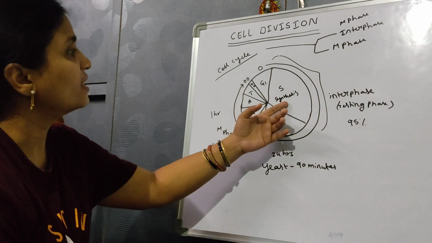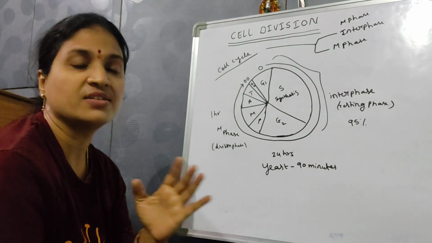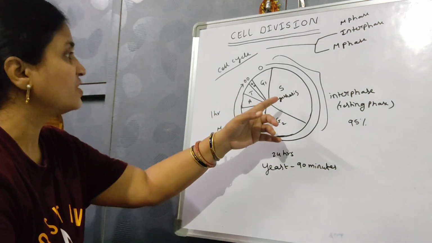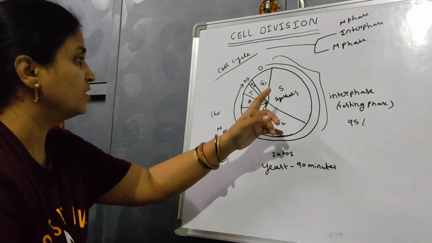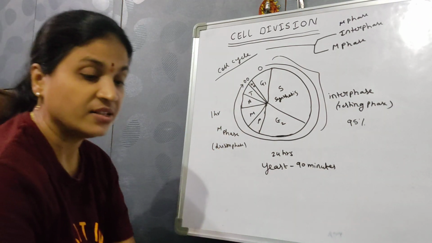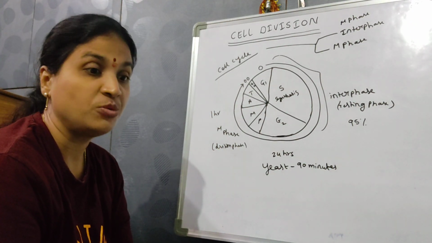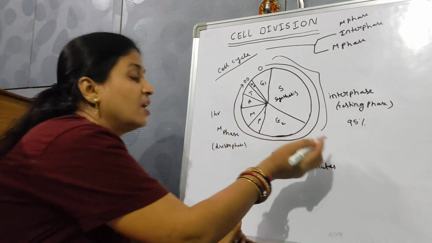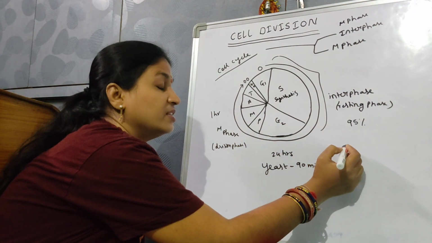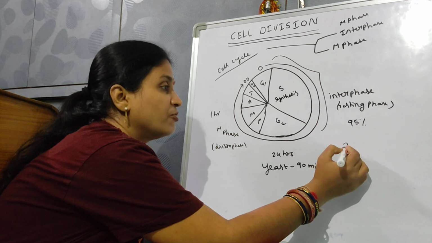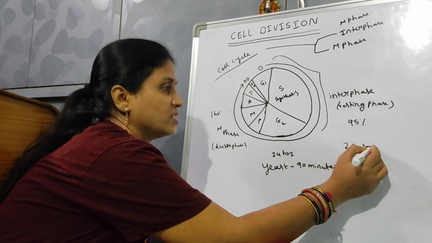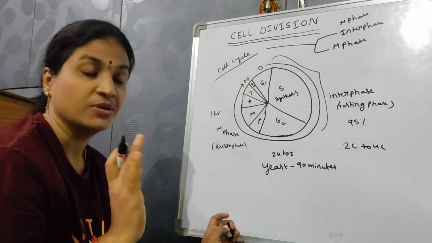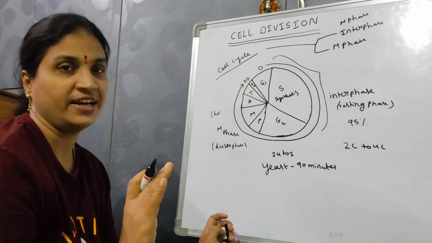Then coming to S phase. S phase is the synthesis phase. This S phase is in between G1 and G2. In this S phase, the DNA replication takes place. The duplication of the DNA is going to take place. That means the genetic content is going to become from 2C to 4C. But there is no increase in the chromosome numbers. Only the replication of the DNA takes place.